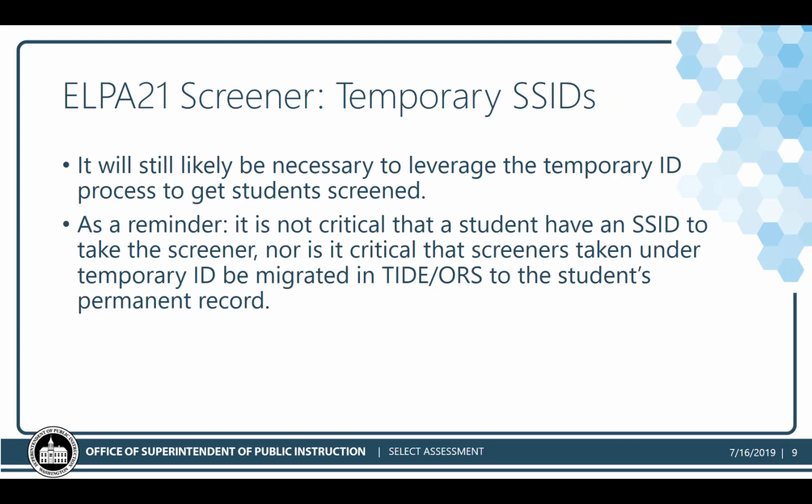It will still likely be necessary to leverage the temporary ID system for screener testing. In order to access the screener, students must have some kind of identification number in the TIDE system. However, it is not necessary to connect this temporary ID to the eventual permanent SSID of the student. The information from the screener must be entered into CEDARS, but it does not need to be linked to the permanent student record in TIDE.